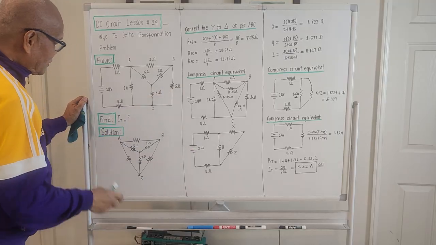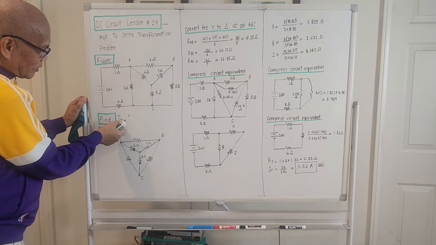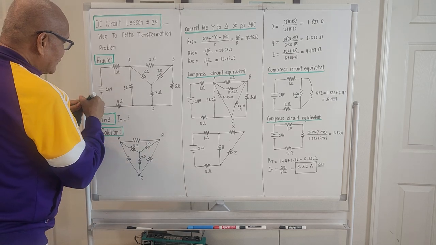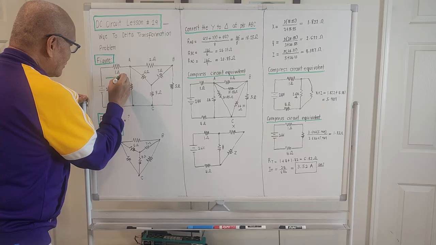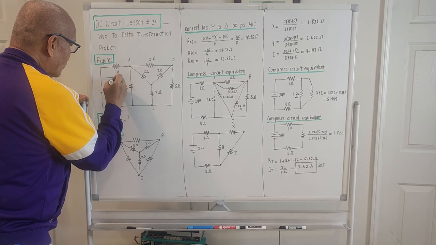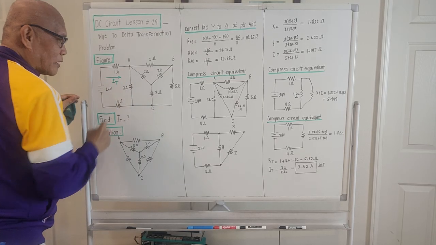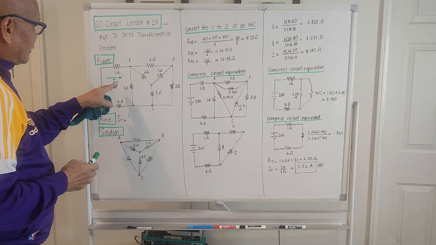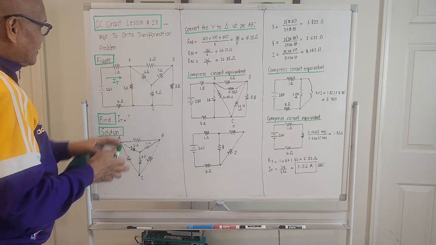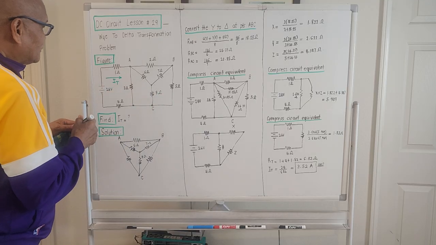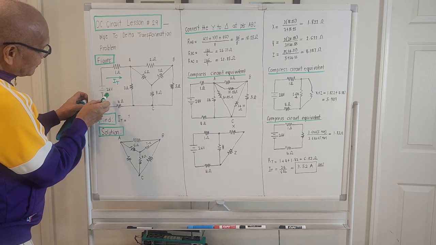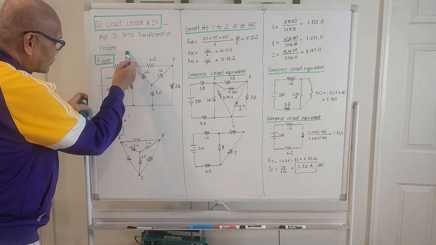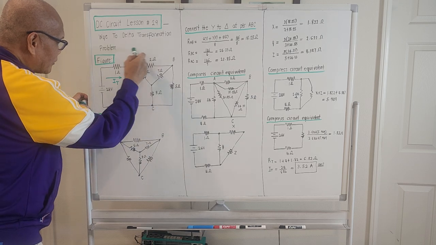The problem here is find capital letter I with the subscript T, meaning the total current. So with the given circuit, the problem is asking what will be the value of the total current. Okay. Total current, if we try to solve for the total current, it will be the total applied voltage divided by the total single equivalent resistance of all of these.